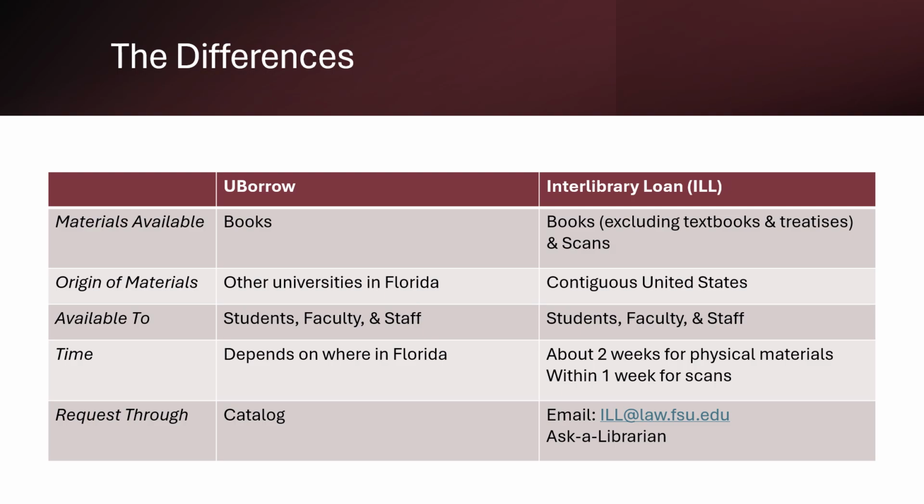UBorrow allows you to borrow any book from universities across Florida. When you make a UBorrow request, it is first sent to FAMU and TSC. If they cannot fill the request, it gets sent to universities between Pensacola and Jacksonville. Then, if they can't fill the request either, it goes statewide.